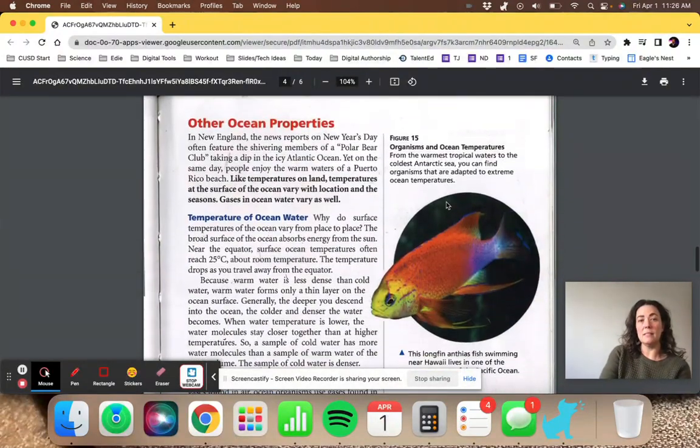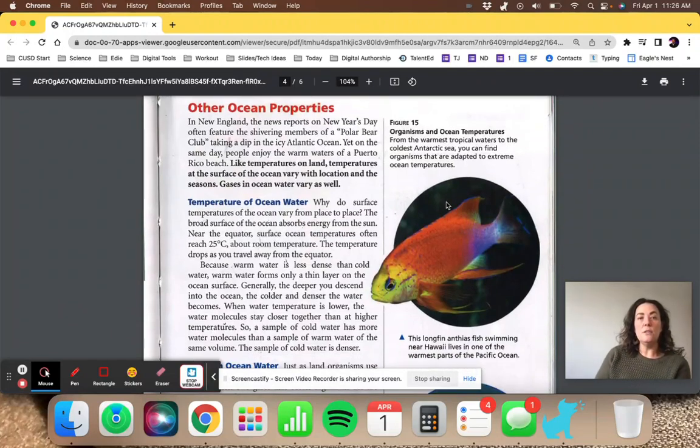Other ocean properties. In New England, the news reports on New Year's Day often feature the shivering members of a polar bear club taking a dip in the icy Atlantic Ocean. Yet on the same day, people enjoy the warm water of a Puerto Rico beach. Like temperatures on land, temperatures at the surface of the ocean vary with location and the season, and gases in the ocean water vary as well. So you know that the areas near the equator are always going to be warm, and areas near the poles are always going to be cold. And then you have seasonal changes in specific areas as well.